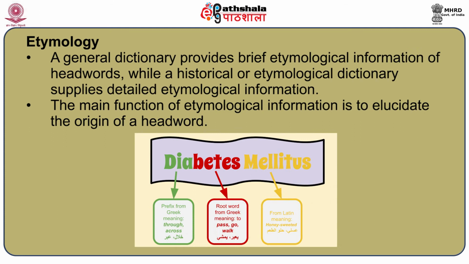Etymology. A general reference dictionary provides brief etymological information of headwords, while a historical or etymological dictionary supplies detailed etymological information. The main function of etymological information is to elucidate the origin of a headword. Also, in certain contexts, it helps to clarify the meaning of the lexical unit, whose meanings appear to be obscured.